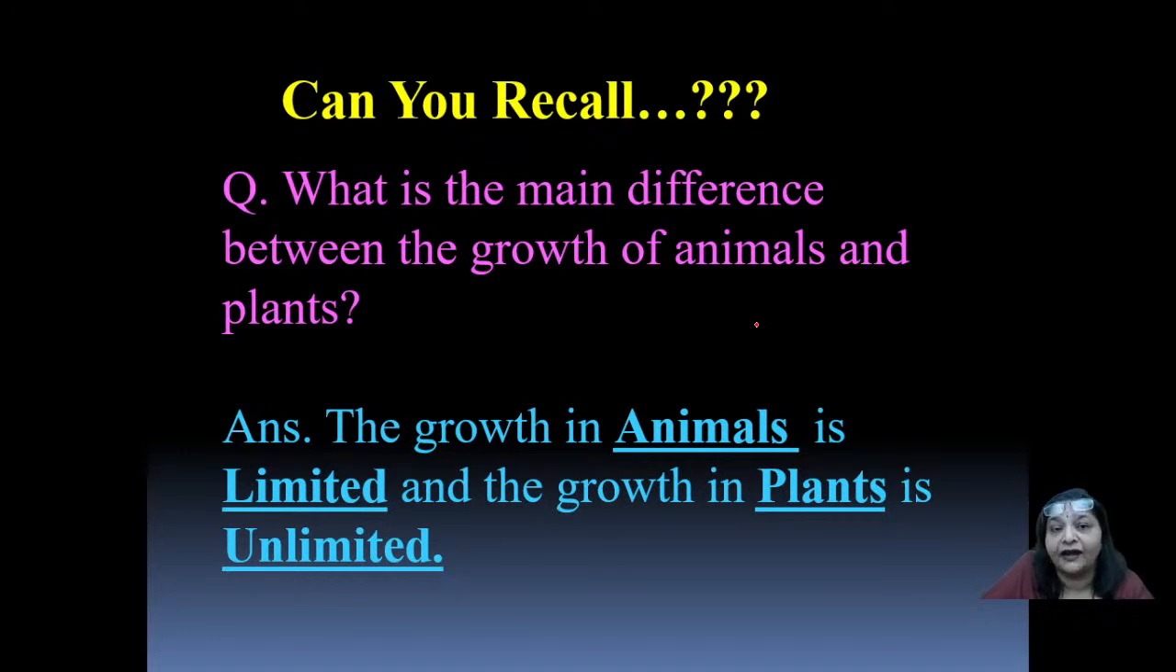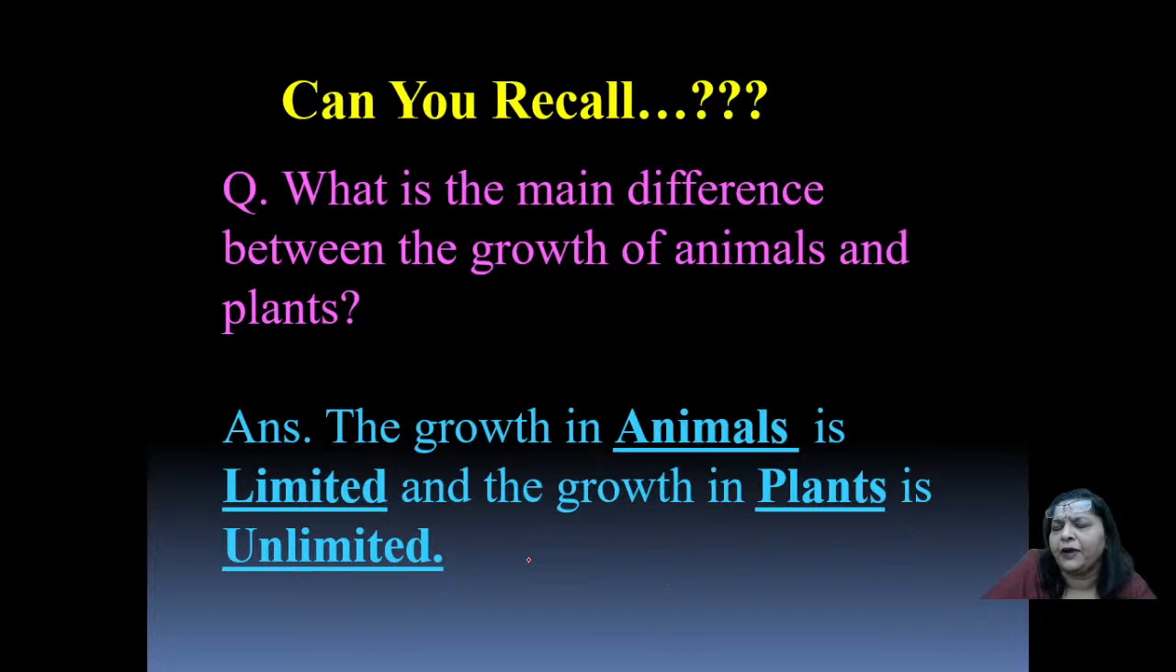Once the animal attains adulthood, later the animal body may start entering into what is called aging, senescence. But there won't be any further vertical growth, so the growth is limited, maybe limited to horizontal growth, whereas the growth in plants is always unlimited.